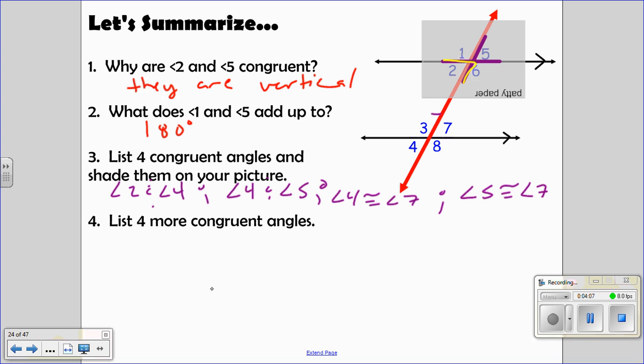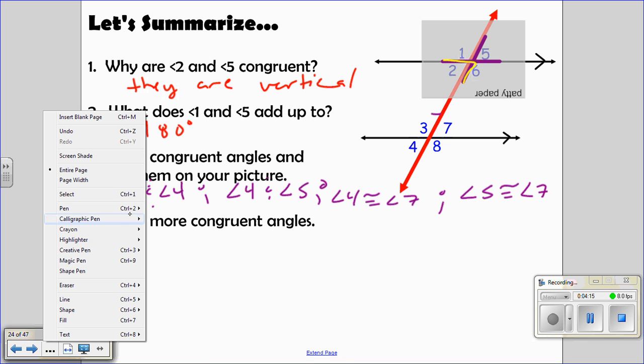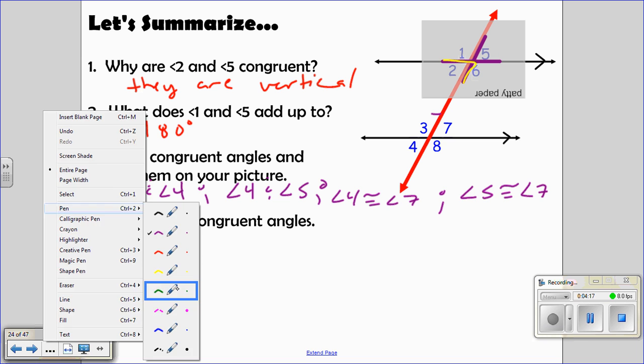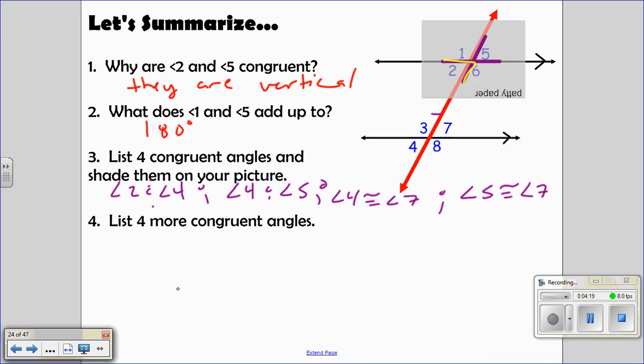It also wants us to list 4 more congruent angles. Well, let's get my pen out. And, well, I don't need my pen. Do you see other vertical pairs? Yes, 1 and 6. So 1 is congruent to angle 6. So that means angle 3 is congruent to angle 8.